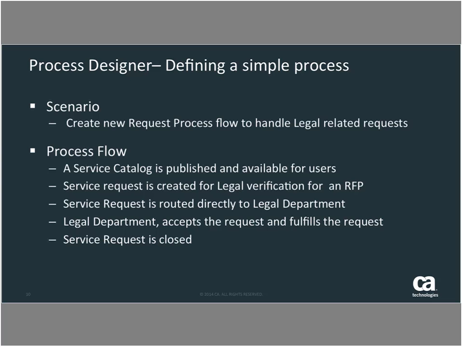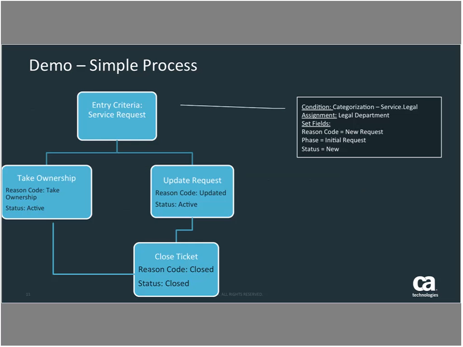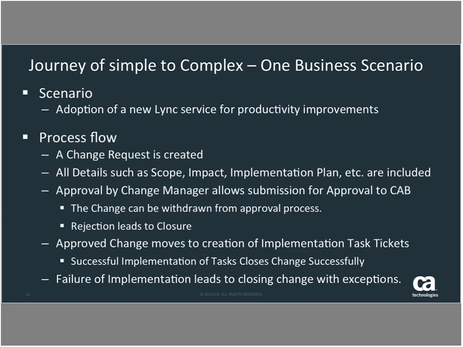presentation. So I'll just configure and define a simple process. So this is what I just created. Entry criteria, configured service request, configure take ownership step, update request, and then close ticket. So I connected the take ownership also from there to close ticket. So this is just a simple process to show how the flow takes it up. So you can also do a complex process. I'm just giving an example of that in the next one.